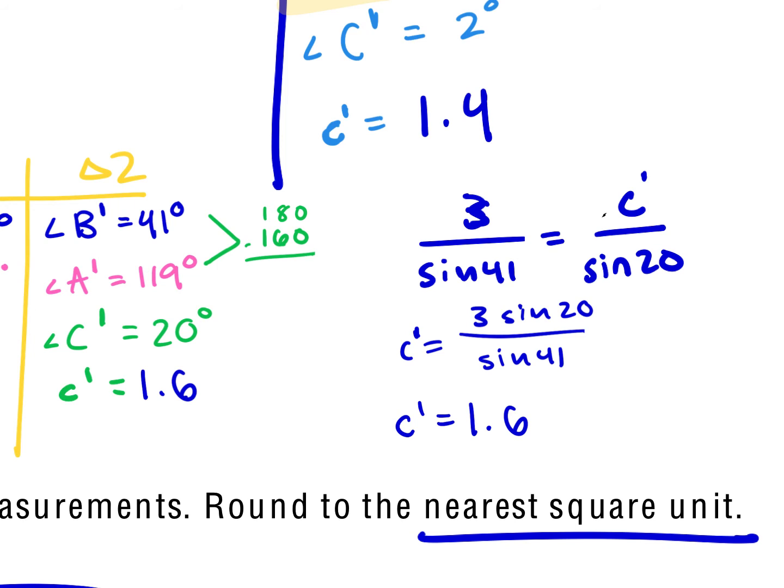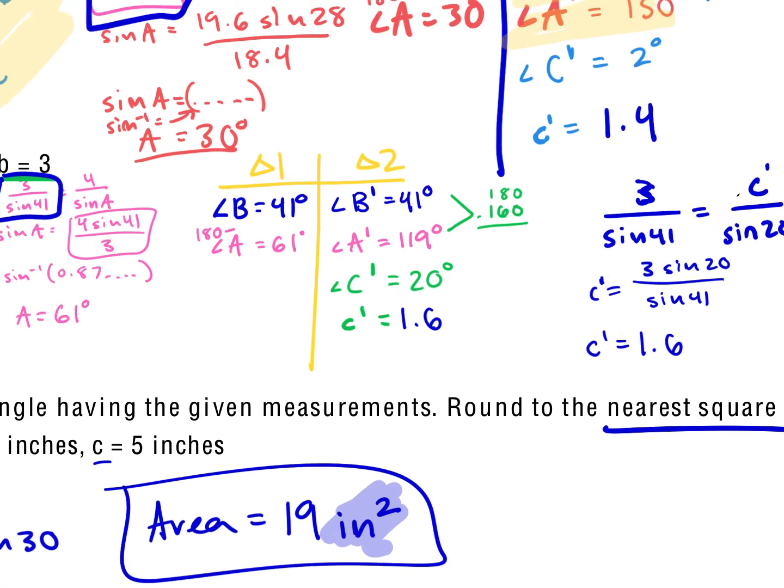So don't forget, if you have two triangles, you have to solve both triangles to find everything. So we have to find new C also. Can we do side angle side now? That's all we need to find, because we already have B and A here.